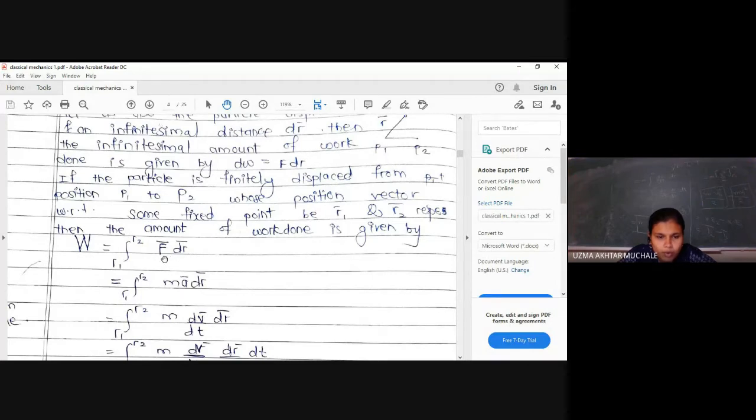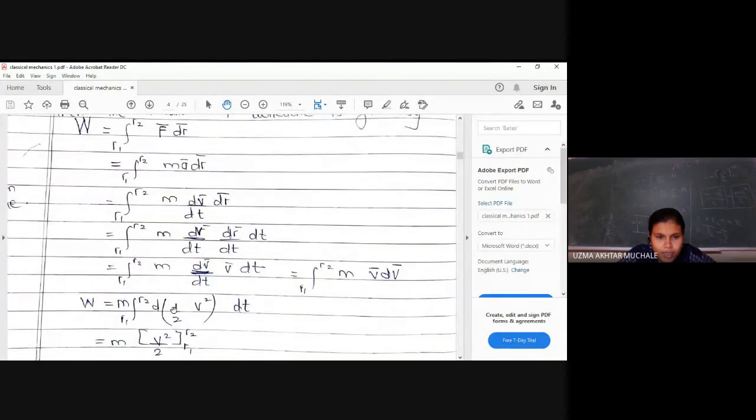What is the formula for force? Force is mass into acceleration. As mass is a constant term, we can take it outside the integration. Acceleration is nothing but the rate of change of velocity with respect to time. Now we cannot solve this type of integration, with dv by dt and dr. So for that we make an adjustment: we integrate this whole term with respect to t and again take a derivative with respect to t. Both are with respect to t, so we get the original term as it is from the last equation.